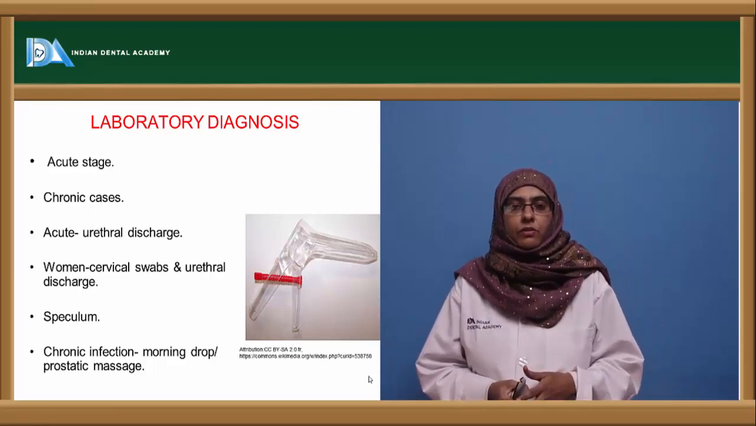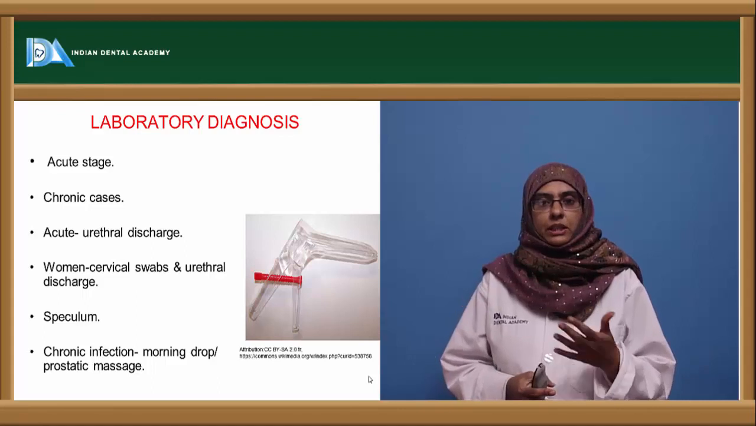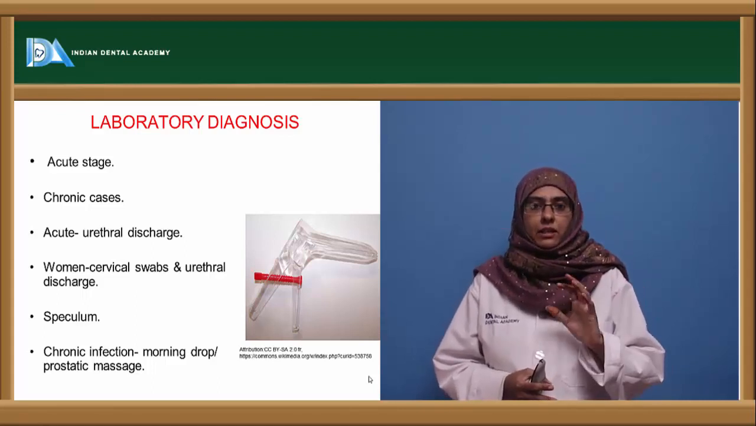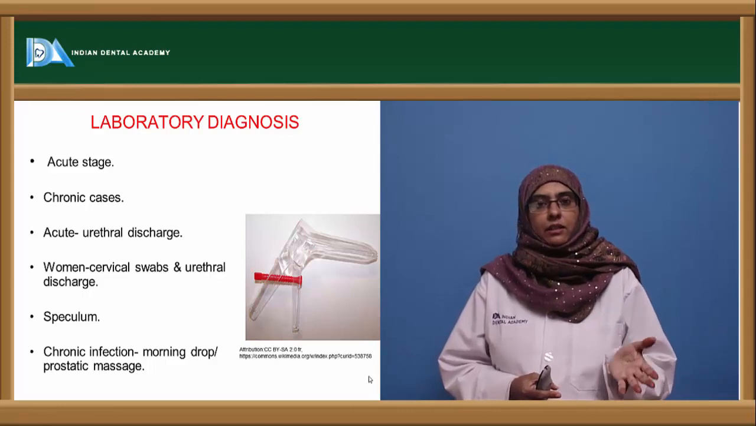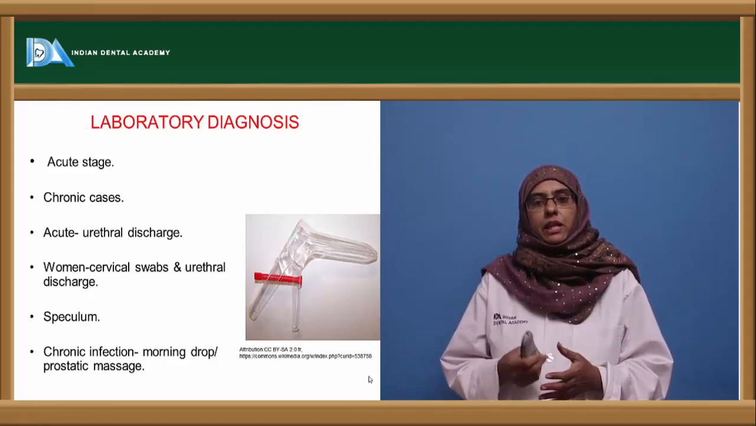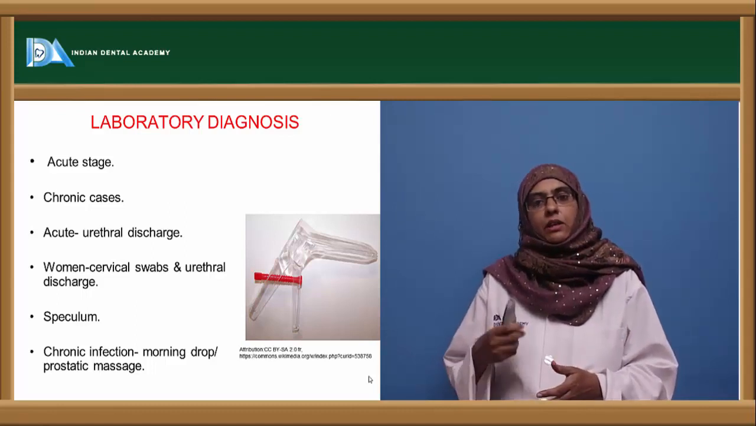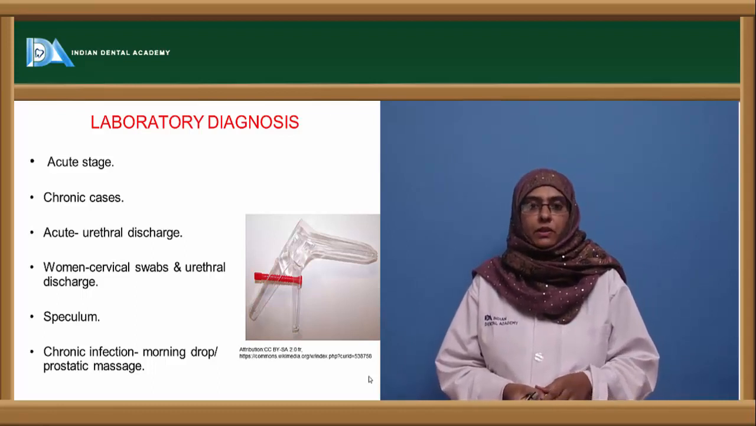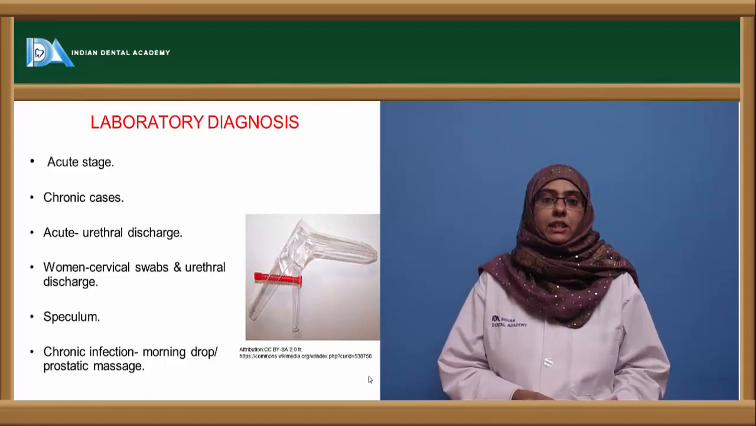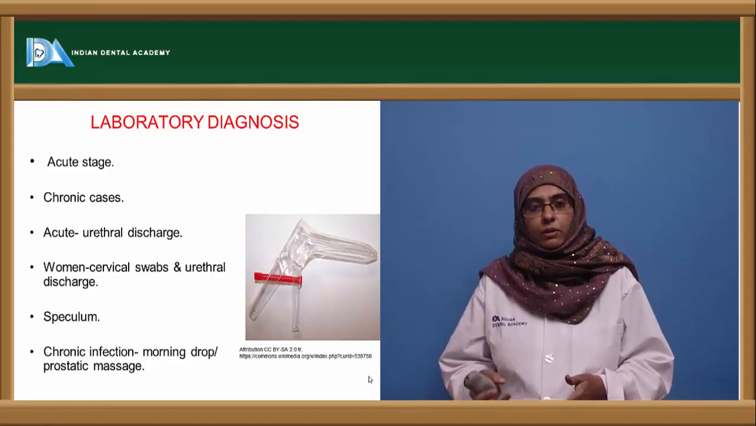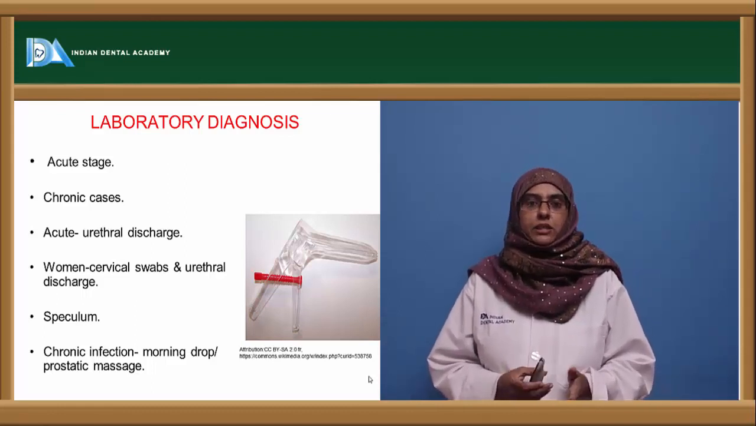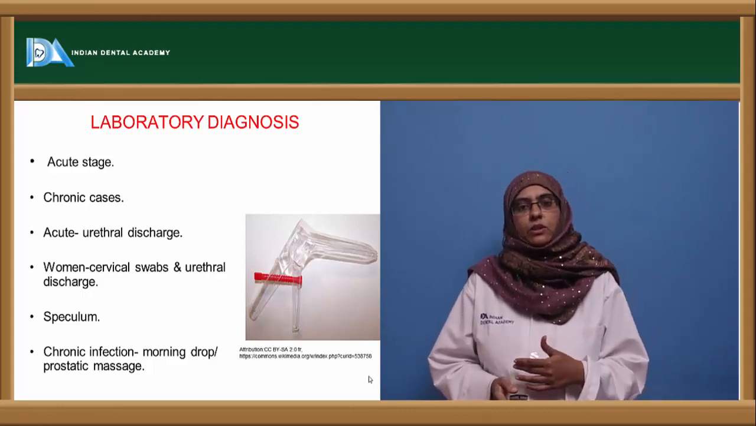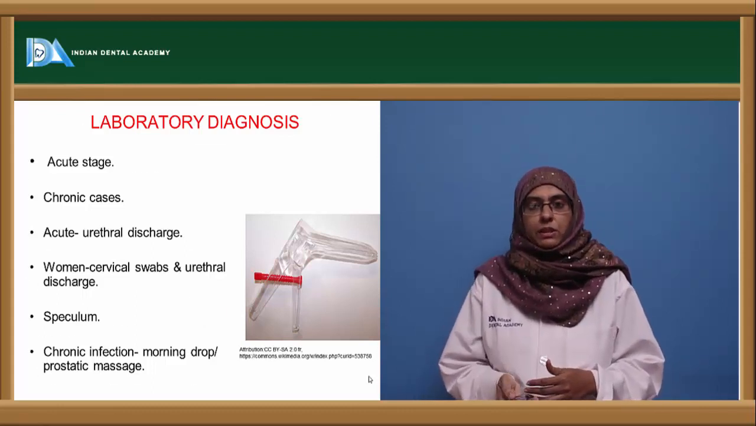In males, you can go for the purulent discharge, cleaning the meatus with sterile gauze, and then collecting the specimen with a loop, making the smear and inoculating onto the culture media. But in chronic infection, where you will not see a purulent discharge, you can go for the morning drop or slightly massage the prostate to release the exudate and collect it for the culture or the smear test.